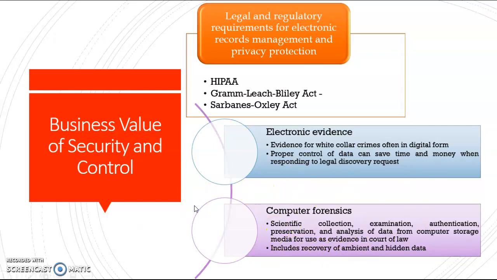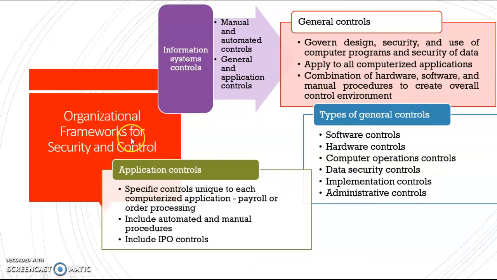Next, the organizational frameworks for security and control. We have information system control. In information system control, they have manual and automated control, and general and application control. Manual and automated control is something that you do manually or automatically. But we have general and application. So what is general? General control governs the design, security, and use of computer programs and the security of data. It applies to all computerized applications, and it combines the hardware, the software, and manual procedures to create an overall control environment.